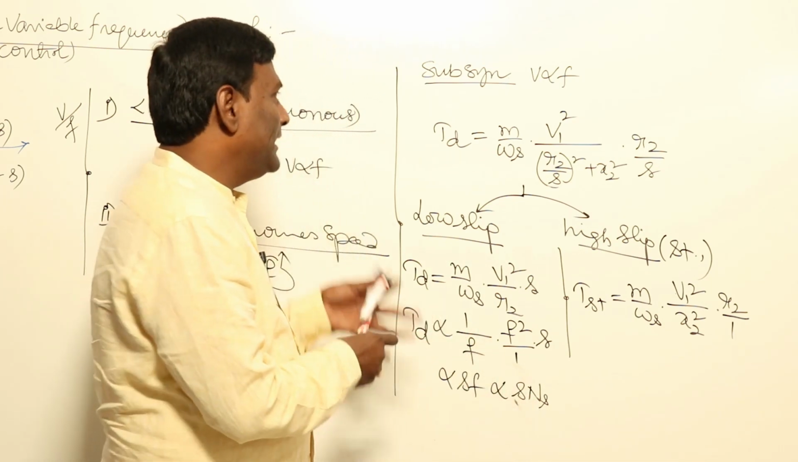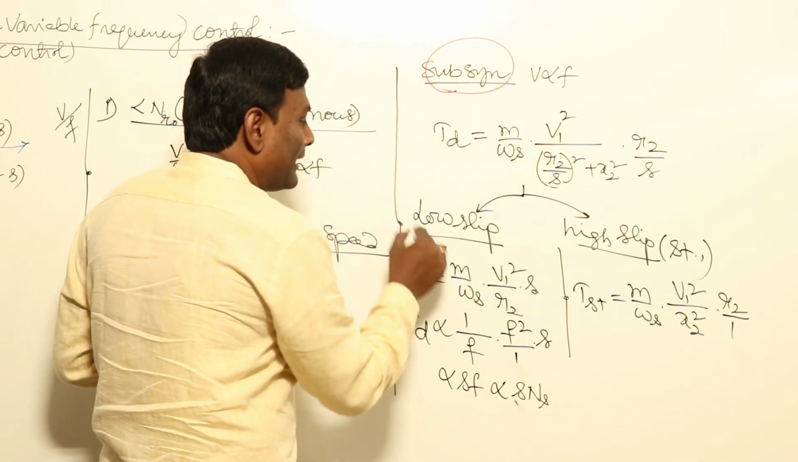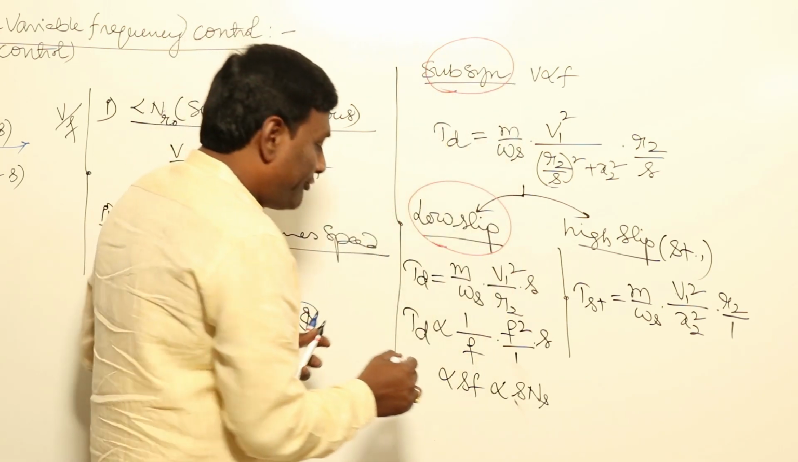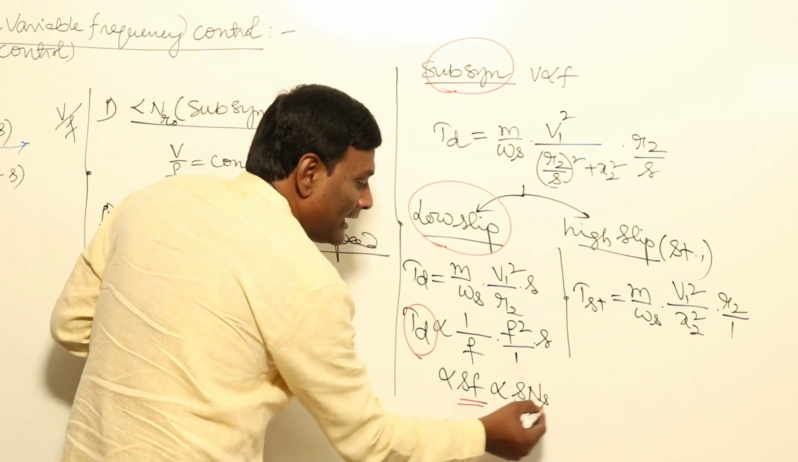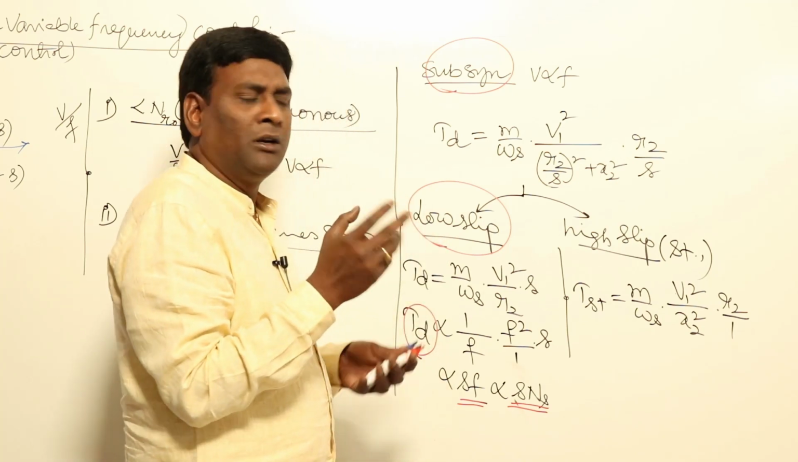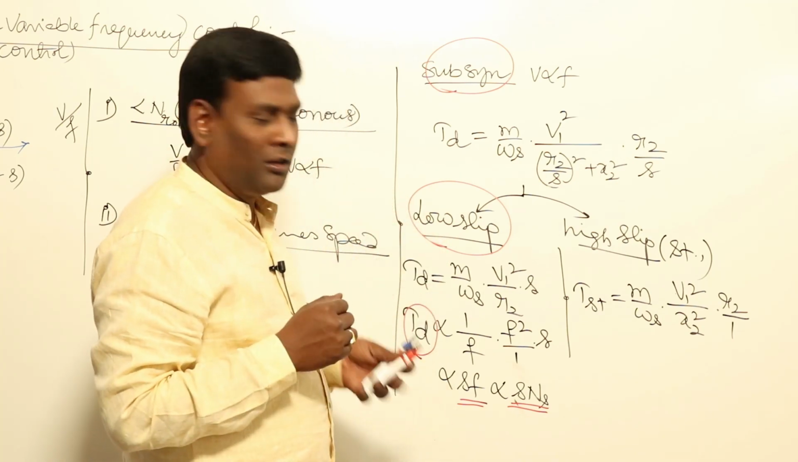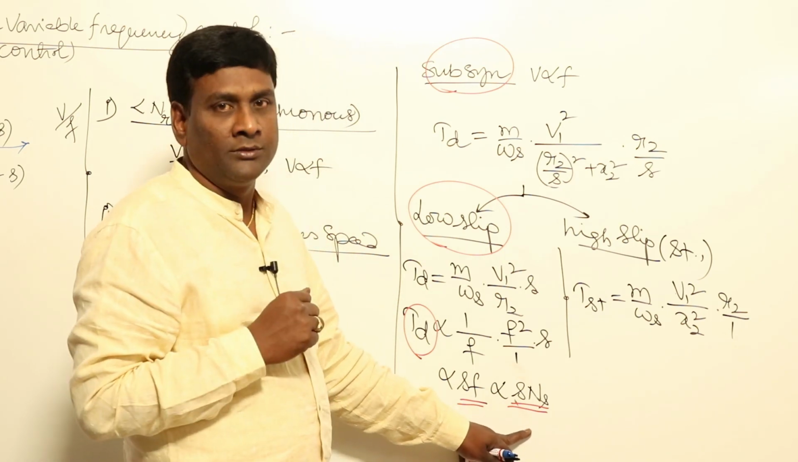So in the subsynchronous region, in running conditions, for a given torque, slip frequency or slip speed is going to be constant. Just because of this, we got questions multiple times in GATE, I don't know why they give 2 marks questions and all.